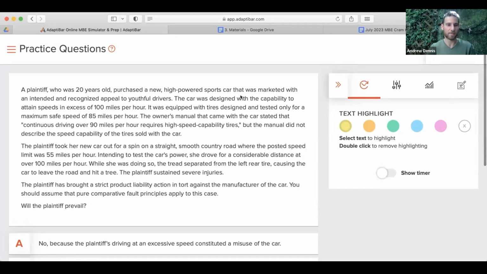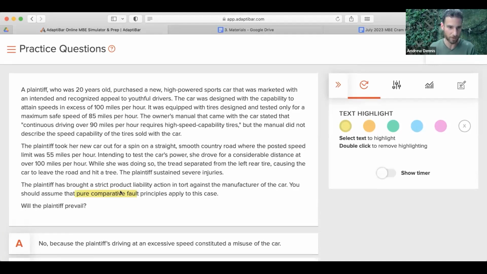All right. A plaintiff who was 20 years old purchased a new high-powered sports car that was marketed with an intended and recognized appeal to youth for drivers. I'm going right to the call of the question because it's kind of long. The plaintiff has brought a strict liability action in tort against the manufacturer of the car. You should assume that pure comparative fault applies in this case. If they don't tell you that, we would assume it anyway, right? We would assume pure comparative fault and joint and several liability. A plaintiff who was 20, God bless him, purchased a new high-powered sports car that was marketed with intended and recognized appeal to youth for drivers.